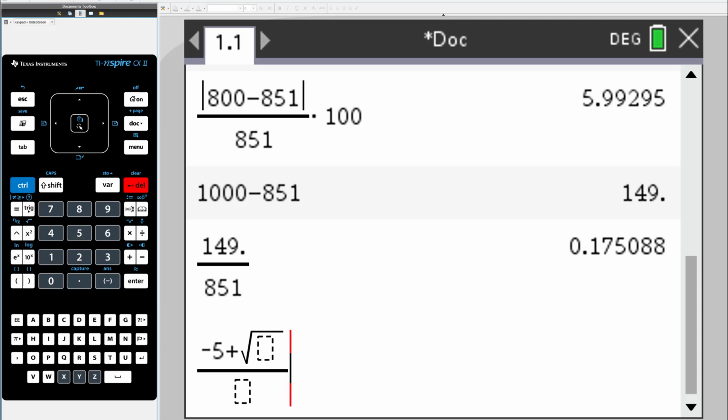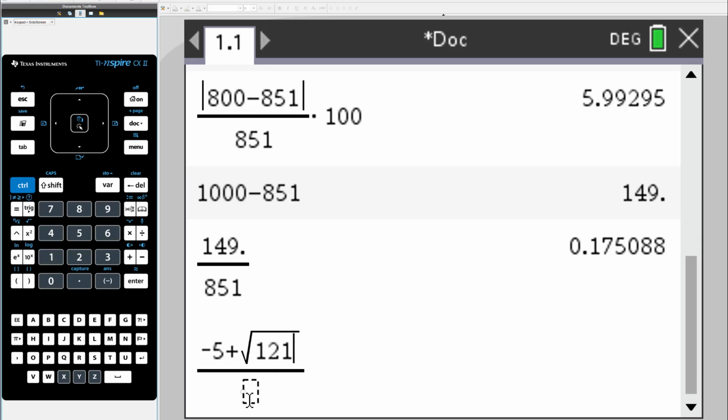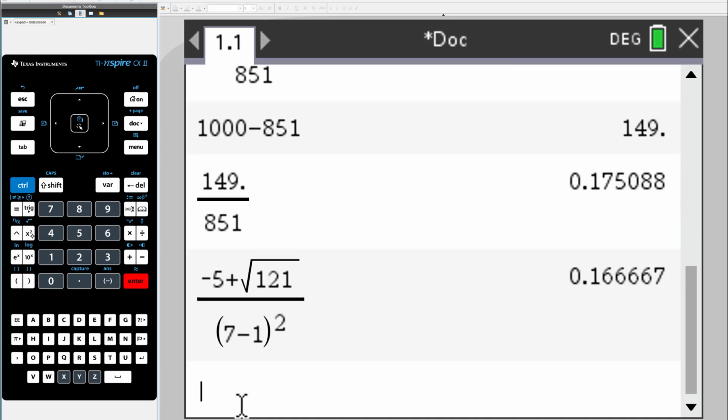121. And in the denominator, we have the quantity. So open up your parentheses. Those are to the left of the 0. 7 minus 1. Close it and square it. Press enter. And we can see that that's going to be 0.166667.